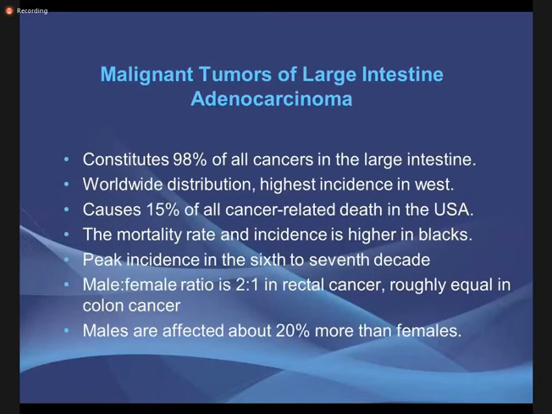The most common malignant tumor of the intestine, or basically the large intestine, is adenocarcinoma. So what is adenocarcinoma? It's a malignant tumor of epithelial origin. It constitutes 98% of all cancers in the large intestine. Its highest incidence is in the West, and it causes 15% of all cancer-related deaths in the USA. Mortality is higher in blacks, and its peak incidence is in the 6th to 7th decades. Male to female ratio is 2:1 in rectal cancer, and it is roughly equal in colon cancer.